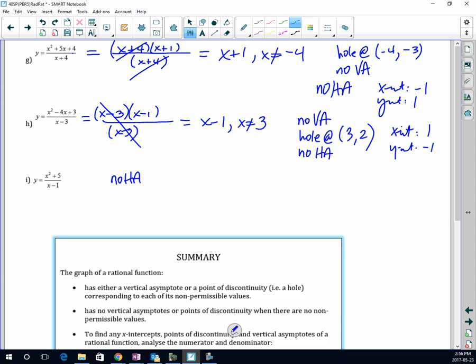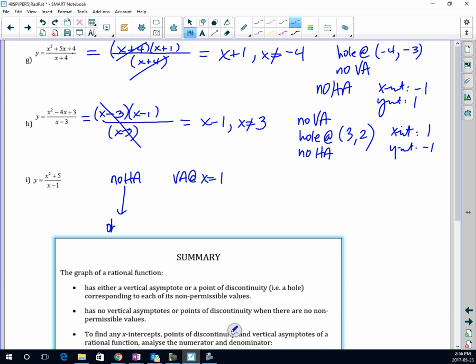Because it's a bigger degree. Now, do we have a vertical asymptote? Yes, we have a vertical asymptote at x equals 1. Do we have a hole? No, when we plug 1 in, we don't get 0 divided by 0. We get 6 divided by 0, which represents an asymptote. However, we do have a bigger degree on top. This is one of the ones where we divide and we get an oblique asymptote.